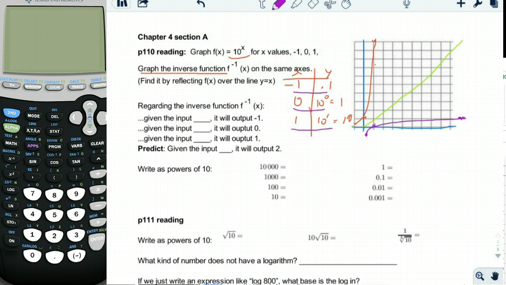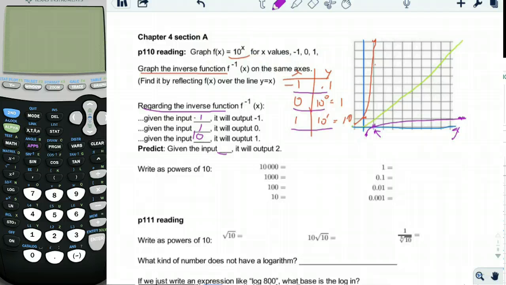Now let's fill in this table here. Regarding the inverse function, given the input blank, it will output negative 1. Given the input 0.1, it will output negative 1. Given the input something, it will output 0. Well, that would be that input, which is 1. Given the input something, it will output 1. That would be the input 10. Okay? Given the input something, it will output 2.